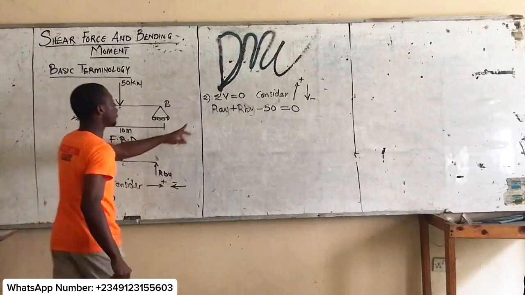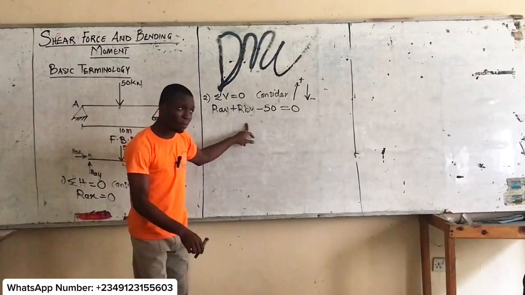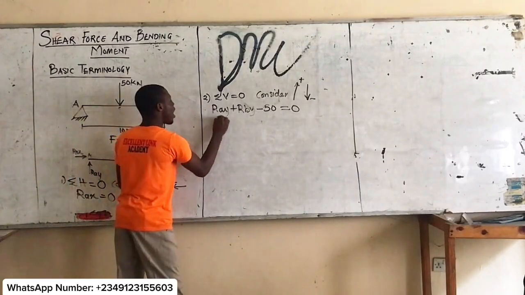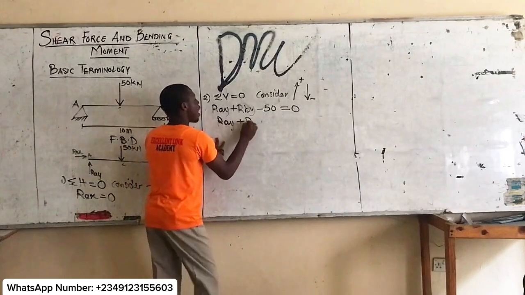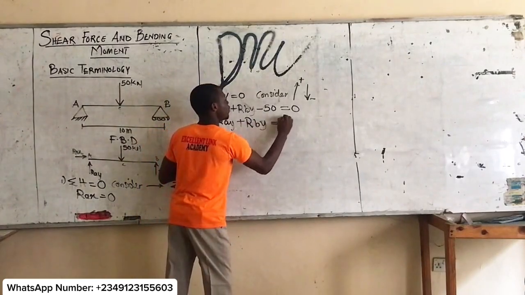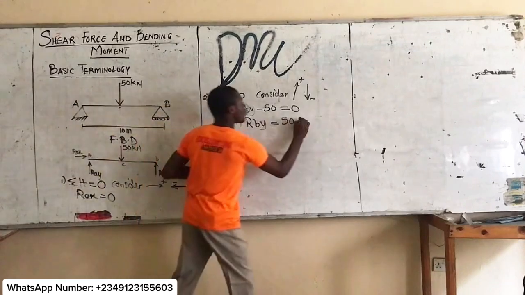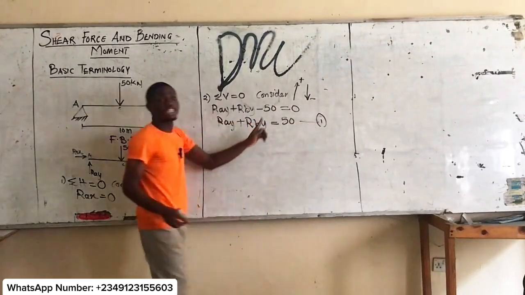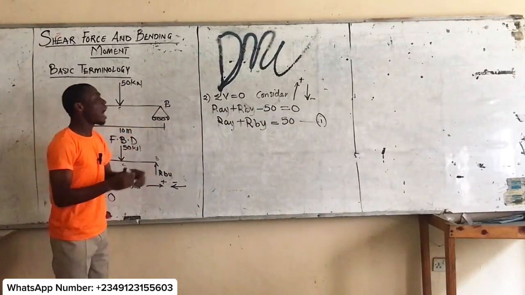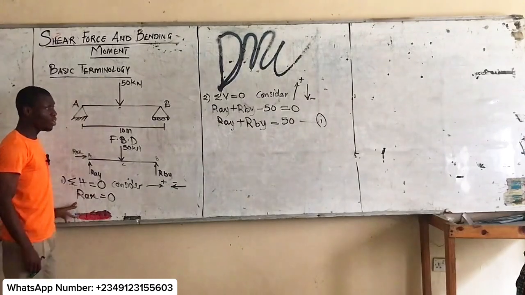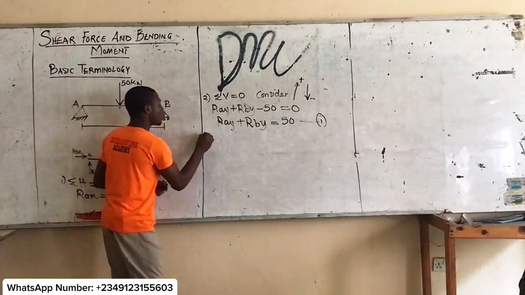So I'm having R-A-Y, R-B-Y. I can't look at them at the same time. So what I did, I'll have R-A-Y plus R-B-Y equals 50. Now I'll consider the first condition of equilibrium. The second one, what's the third one? The third one is what?